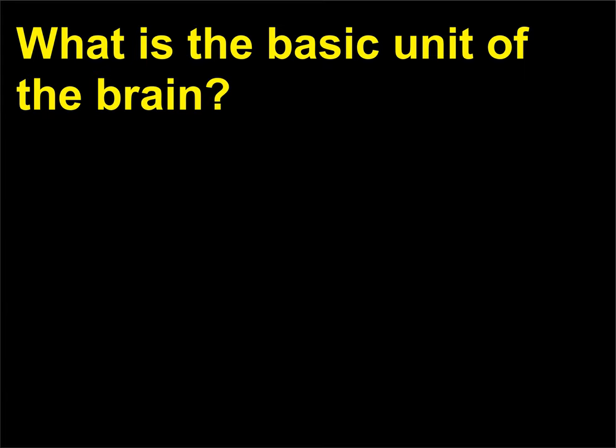What is the basic unit of the brain? Neurons are the nerve cells that are the major constituent of the brain.